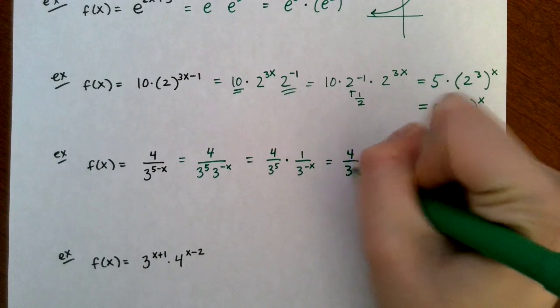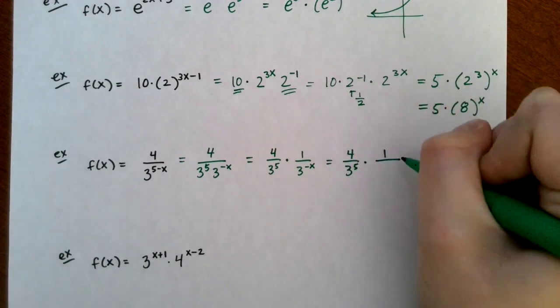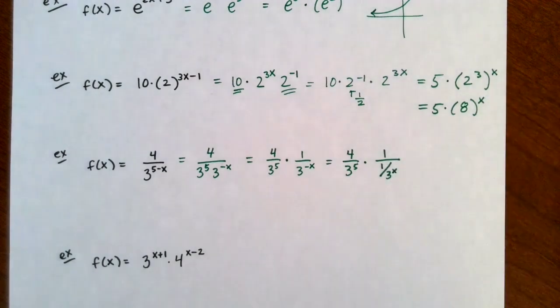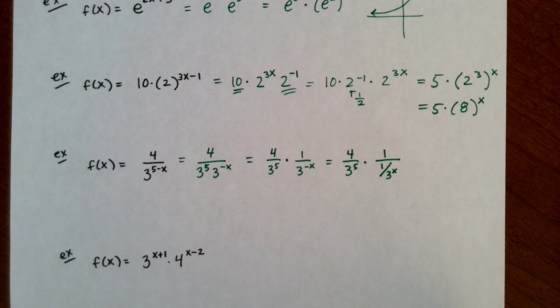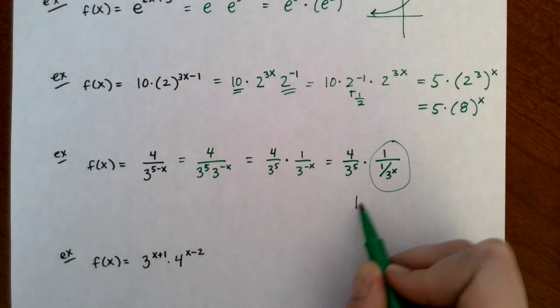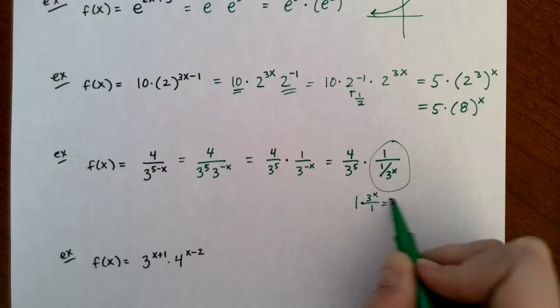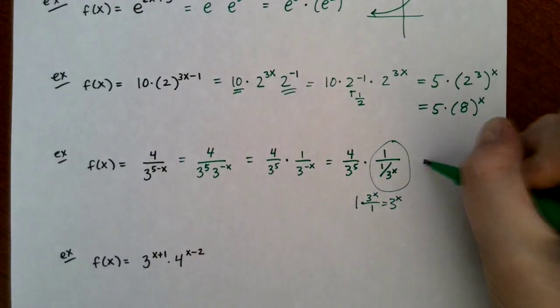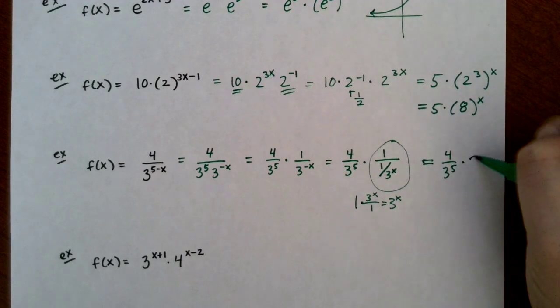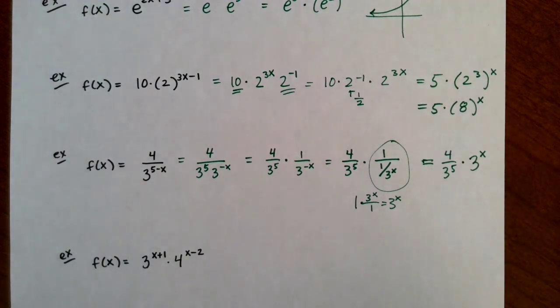So 4 over 3 to the 5th, 1 over. So 3 to the negative x is 1 over 3 to the x. 1 over 3 to the x is actually just 3 to the x. So this right here is 1 times 3 to the x over 1, which is 3 to the x. So I have 4 over 3 to the 5th times just 3 to the x. And this is actually in the format that I need for my final answer.